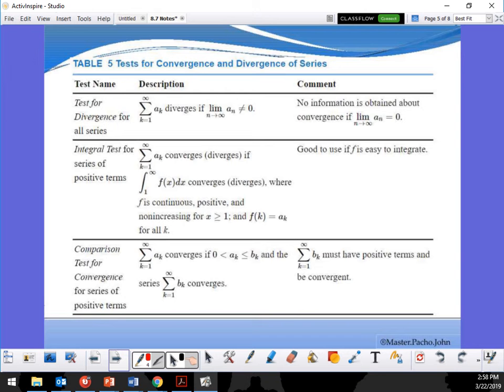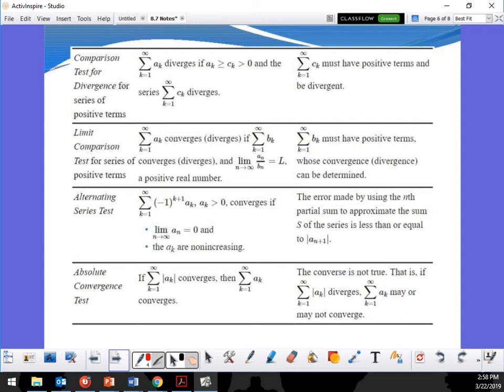So one of my favorites is the ratio test. Super easy. I love the ratio test. I really do. If I have a choice, I'll do that one because my algebra works out pretty well each time. Integral test: go back to the notes on that one to show exactly where that one applies. Comparison test for convergence, and then comparison test for divergence of series with positive terms.